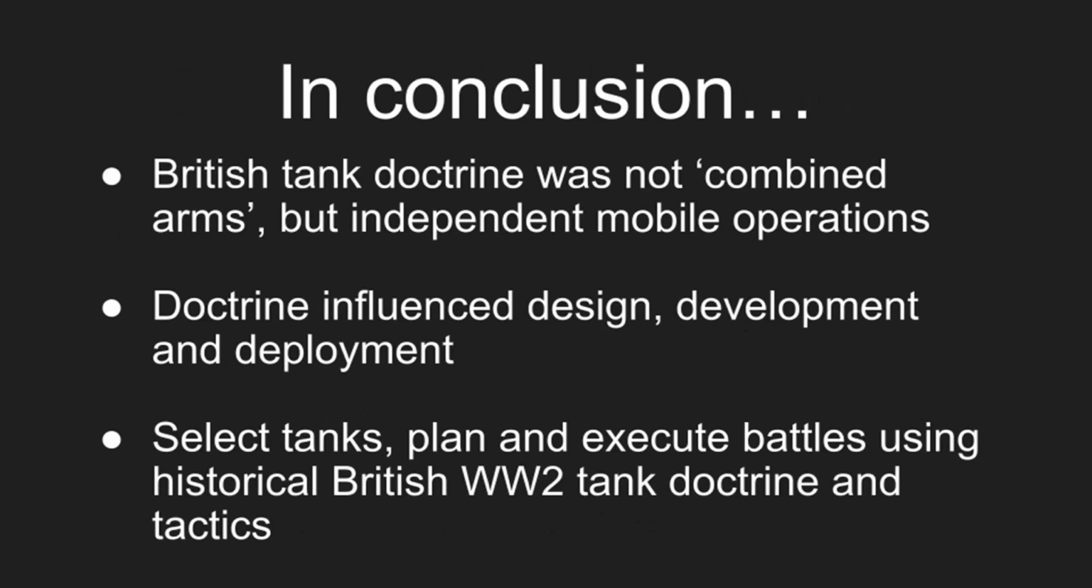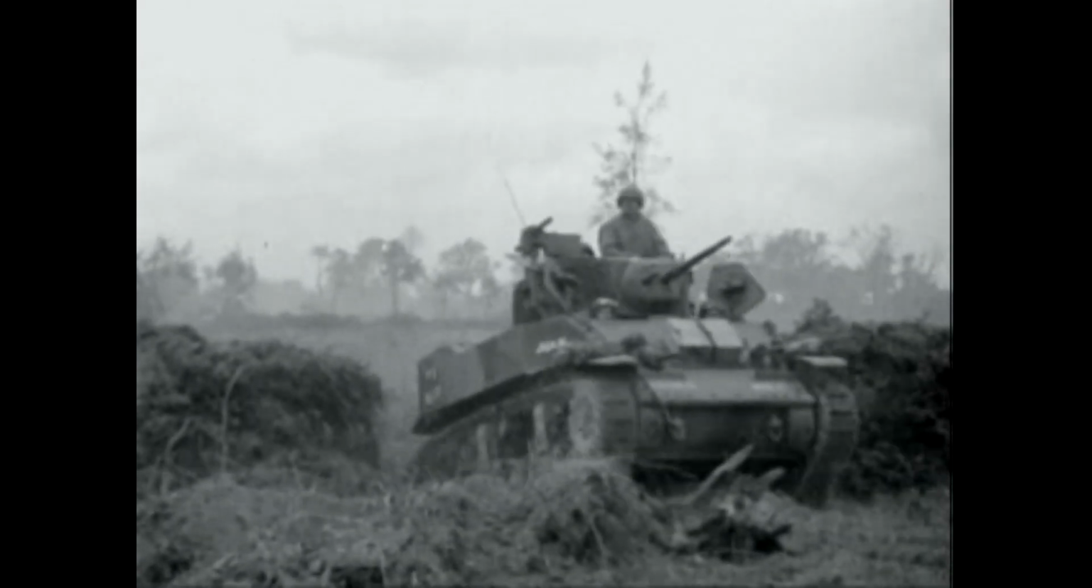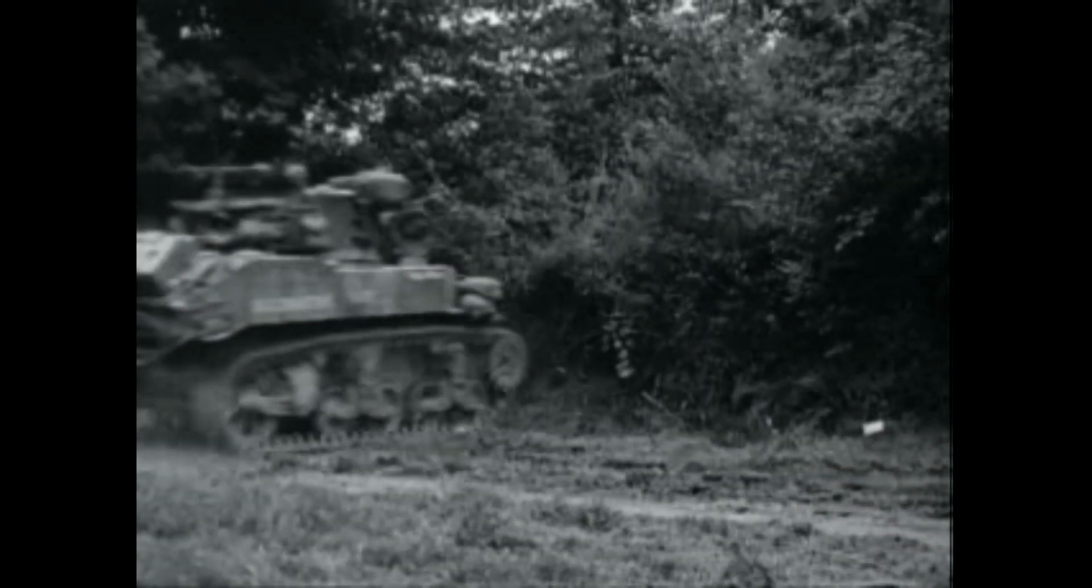So, what did we learn? First, British tank doctrine never really emphasised combined arms or cooperation with infantry. Doctrine emphasised that tank brigades of fast, lightly armoured tanks should operate independently to conduct mobile operations. Slower heavy tanks would be used for infantry support missions and to counter enemy tanks.